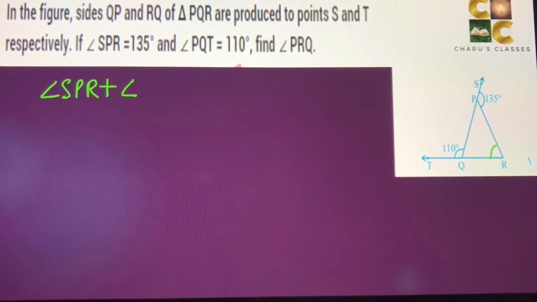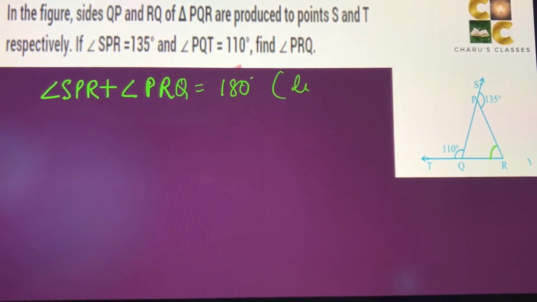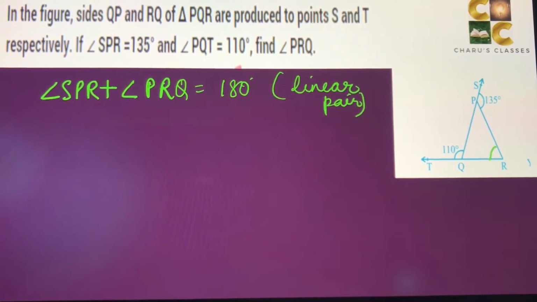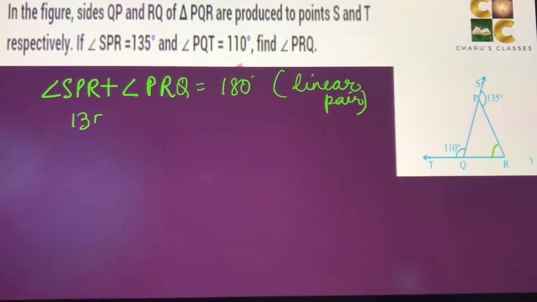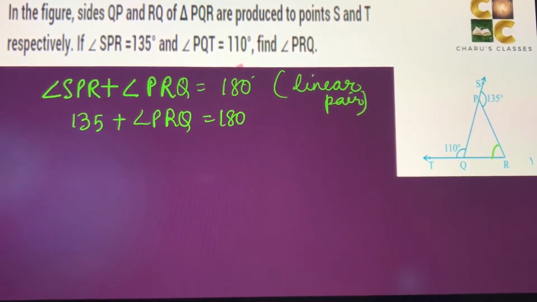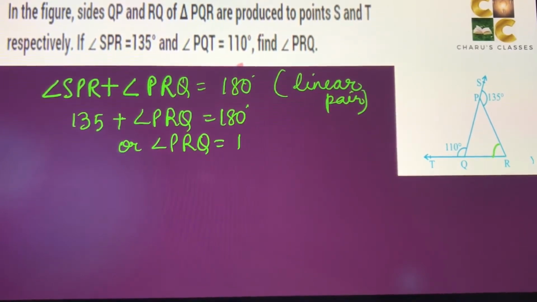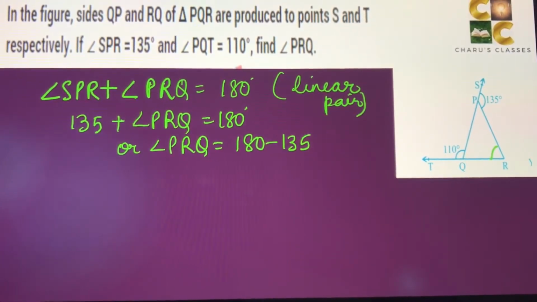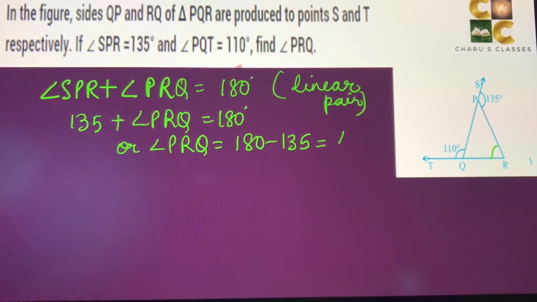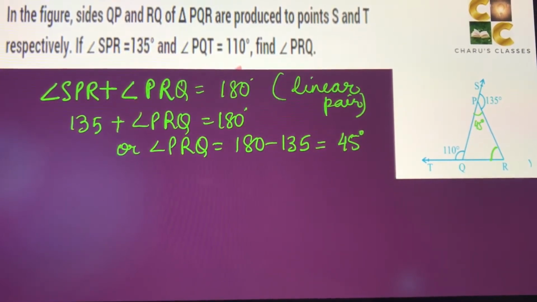if I add to angle PRQ, the sum should be 180 degrees because of being a linear pair. So angle SPR, which is 135 degrees, plus angle PRQ, this is equal to 180 degrees. Or I can say that angle PRQ is equal to 180 minus 135 degrees, which will come out as 45 degrees. So this angle has come as 45 degrees.